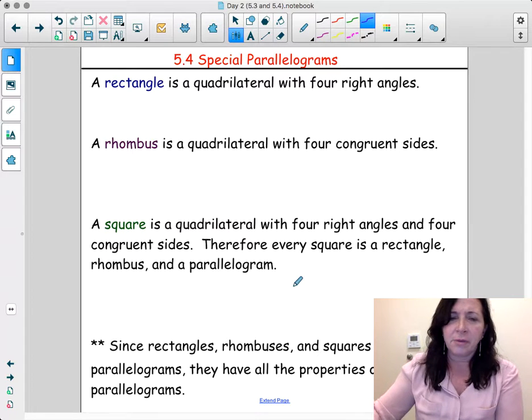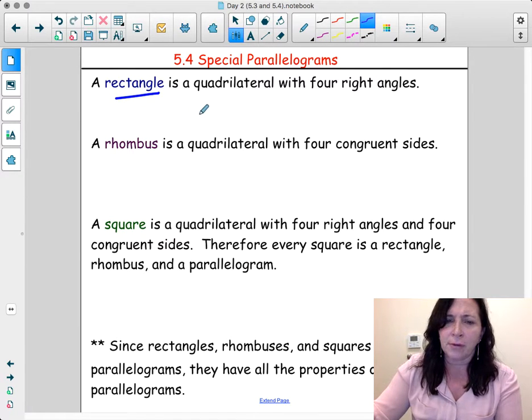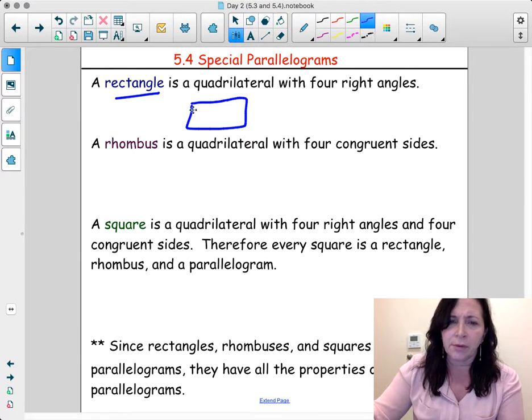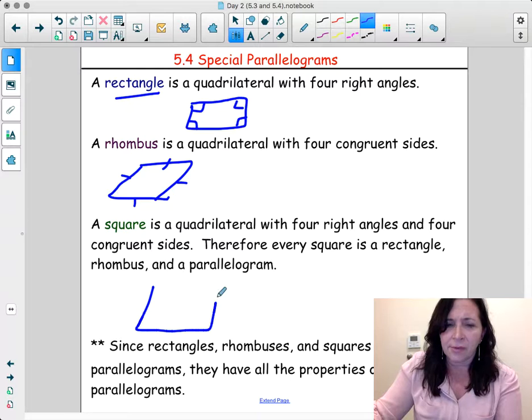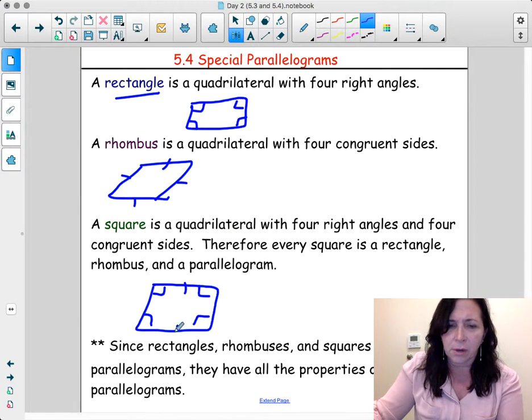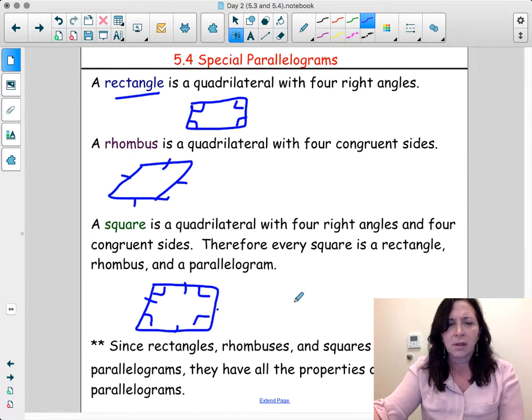So a couple of just things about our special parallelograms. A rectangle is a quadrilateral that has 4 congruent angles. A rhombus is a quadrilateral that has 4 congruent sides. A square is a quadrilateral that has 4 congruent angles and 4 congruent sides. Therefore, every square is a rectangle, rhombus, and also a parallelogram.